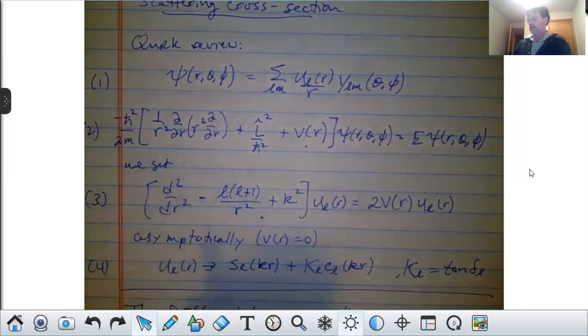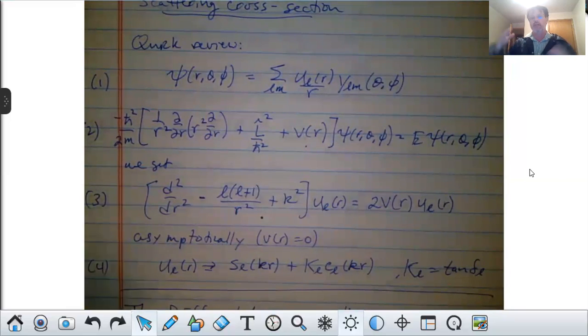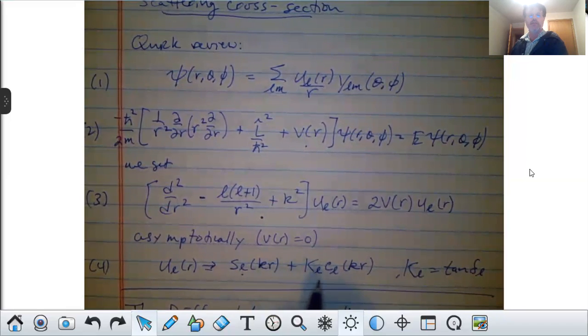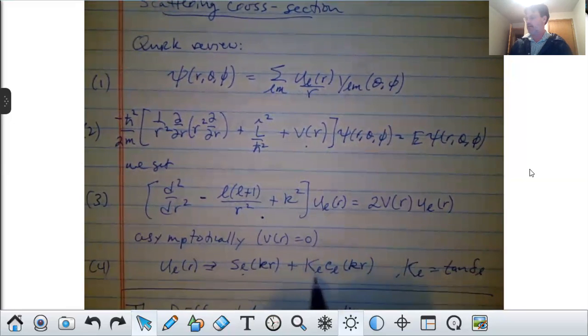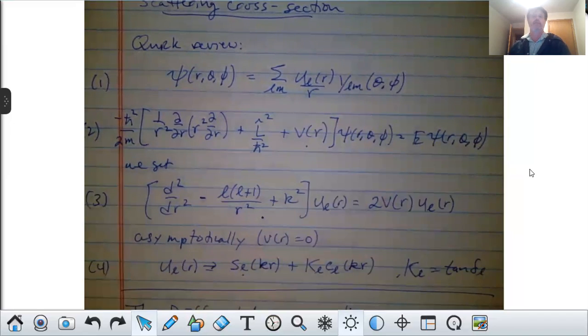So in the last video, we showed that we can write the asymptotic solution, which is in the space where the potential basically is zero, far enough away from the atom, in terms of Riccati-Bessel and Riccati-Neumann functions, and a scattering matrix element K_L, which is related to a phase shift for each partial wave. Now, by partial wave, I mean each L component here.